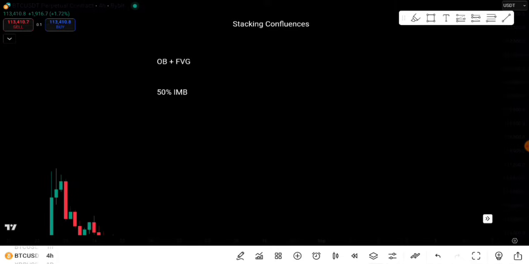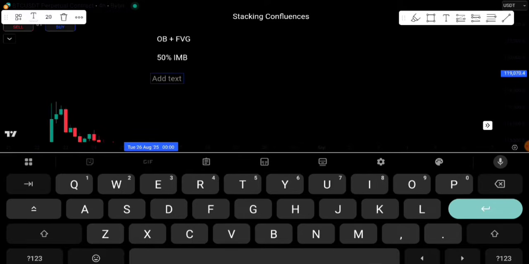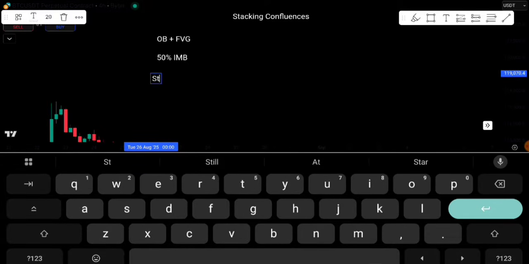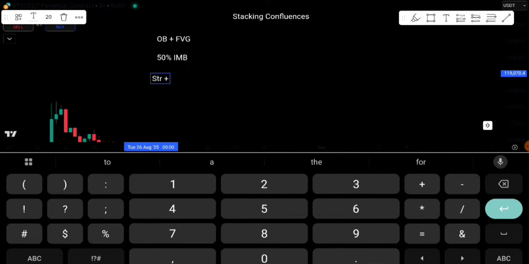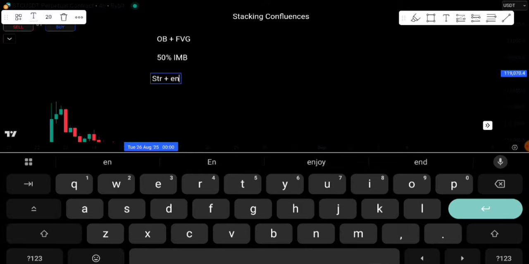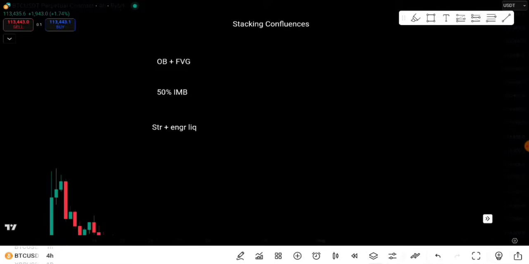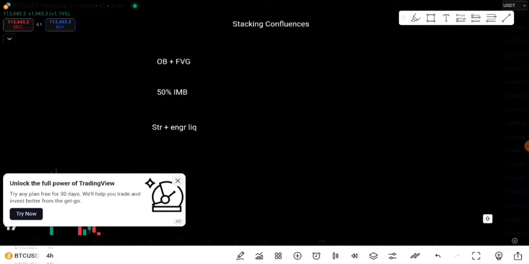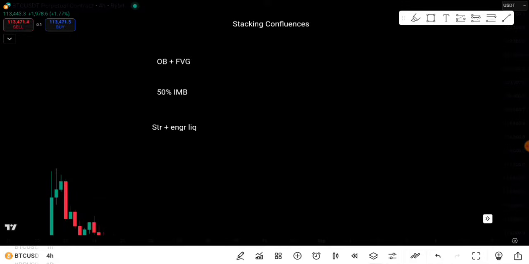And you have another confluence, structure plus engineered liquidity. Anywhere you see that, at this point the market is not at a 50% imbalance. In order for you to catch your trade, you're looking at the market creating a form of structural liquidity.